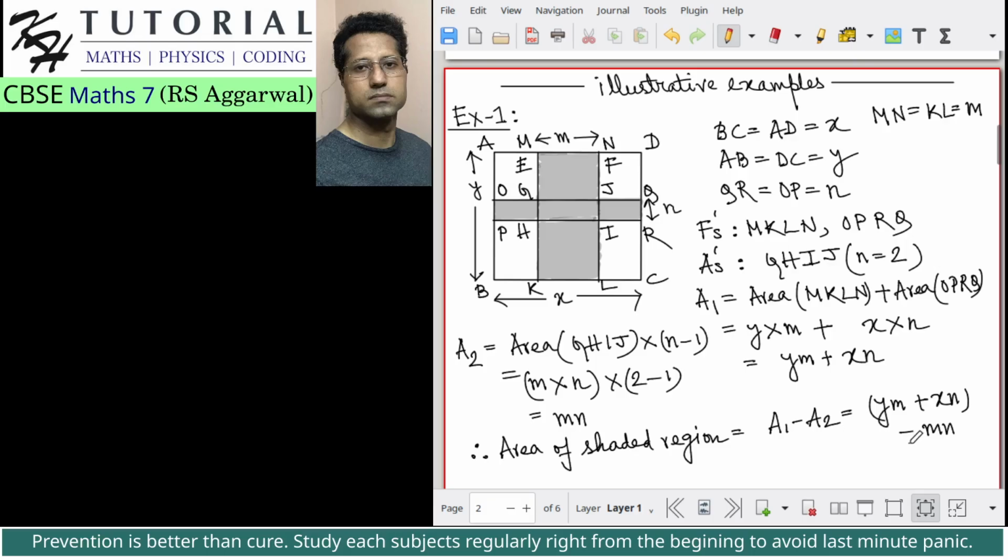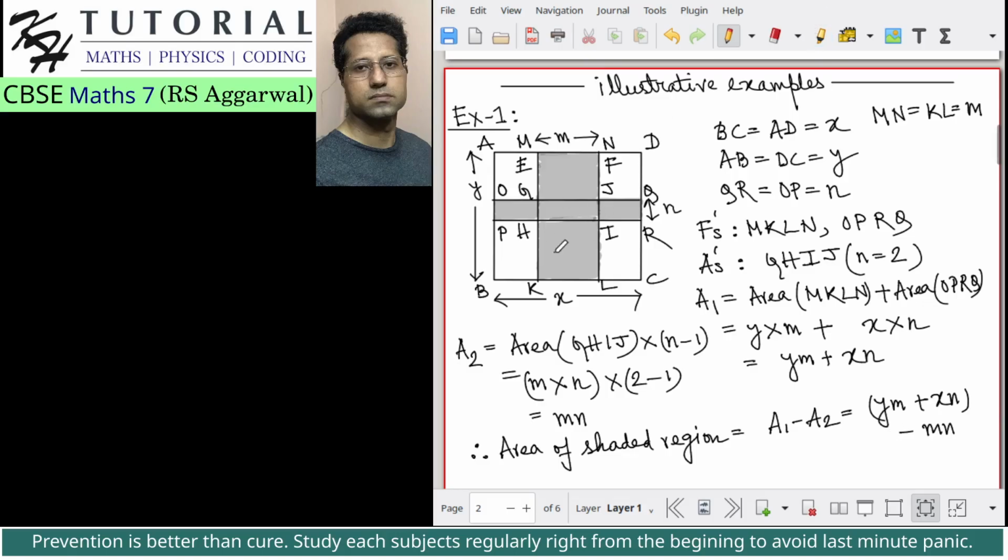Now in this problem, can we divide the shaded region into rectangles which do not have any overlapping regions? Can we do that way? I will leave it to you. I will leave it as an exercise.